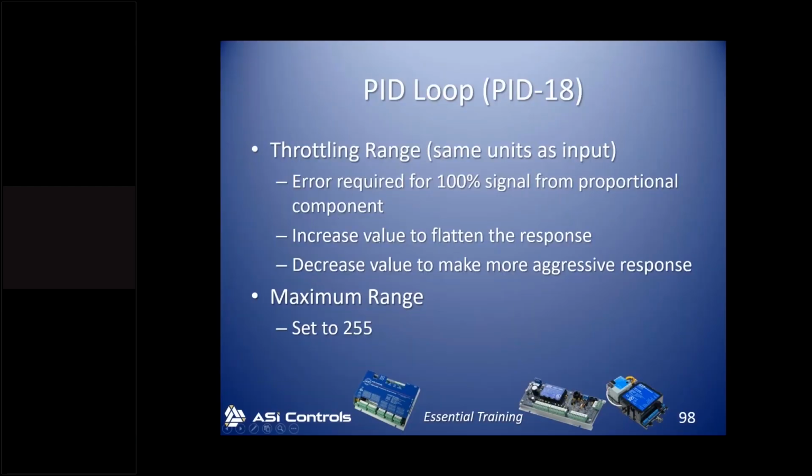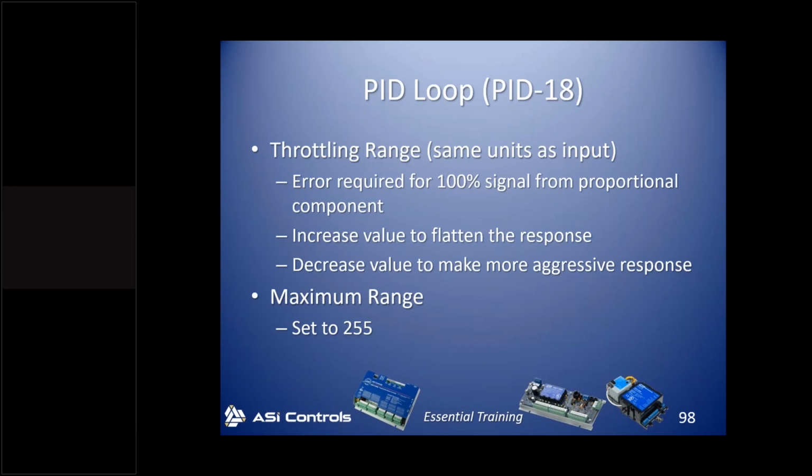And so in this case, if I was an inch below set point, then I should go to full speed. Then I can enter a throttling range of 100. And there's a note on the slide that says when you're tuning your loop, if you notice the changes the PID loop is making are relatively large, larger than you'd expect or want to see, then if you increase the throttling range value, it'll slow down the loop and flatten the response.